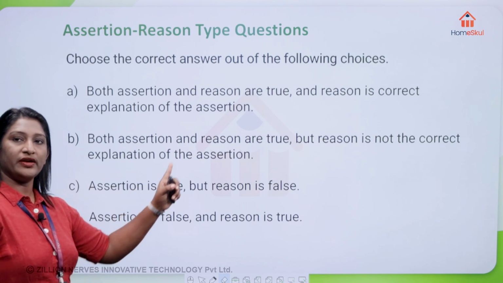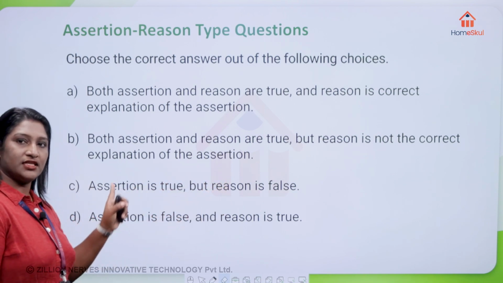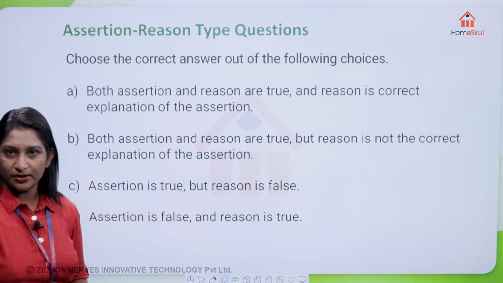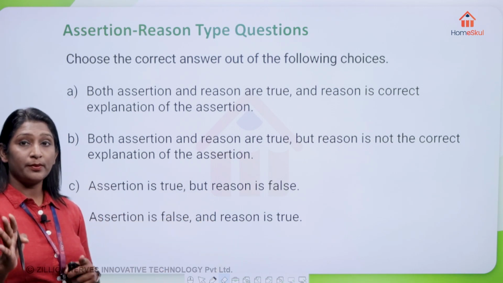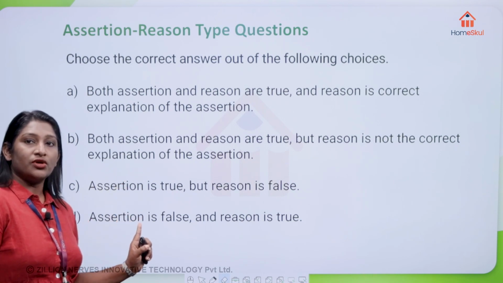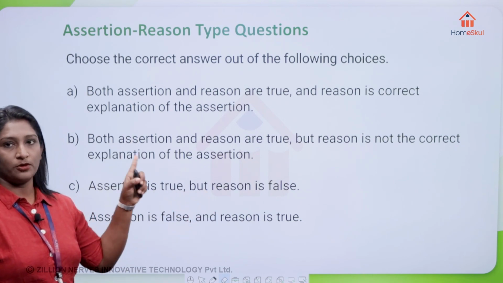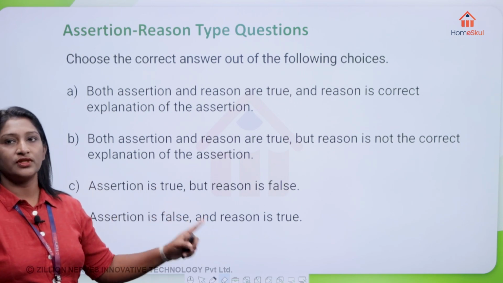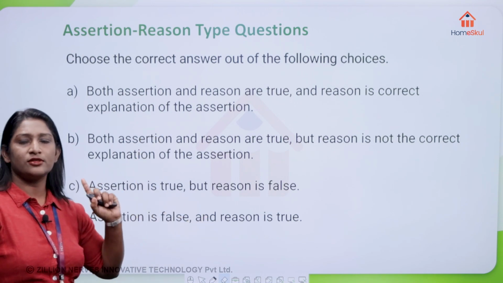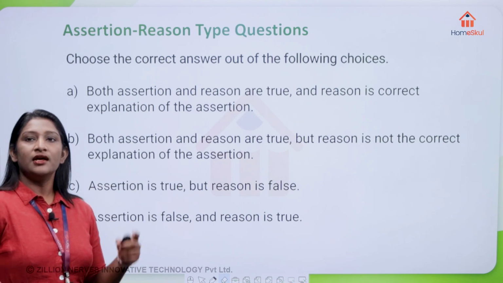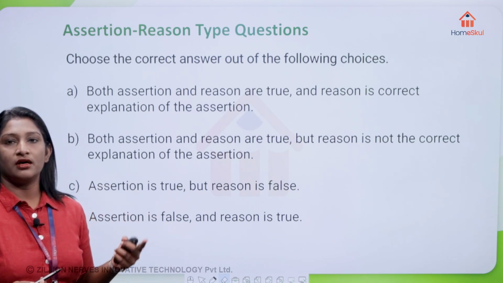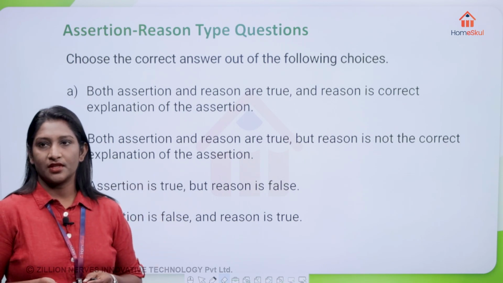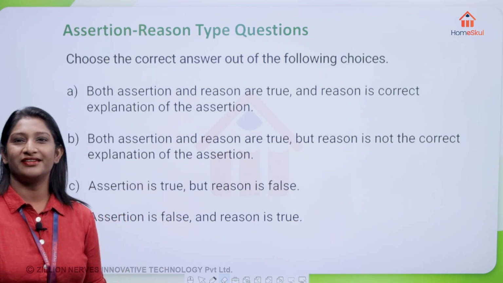Assertion is true, but reason is false here. Here, assertion is false and reason is true. And such a change I have made here, okay? So do remember, assertion is true, reason is false is C option, and assertion is false, reason is true, the D option. A and B have no change at all. As usual, the correct explanation, that is the first one, and the second one, it's not the correct explanation. Okay, so let us start the discussion.